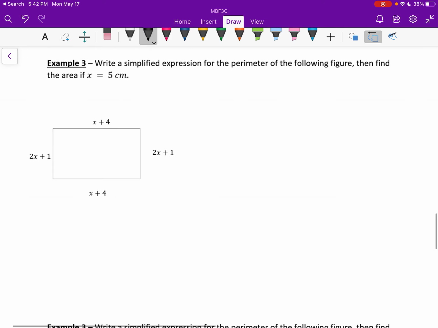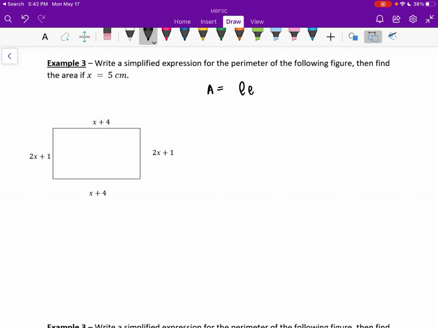So we're going to move on. It says to write a simplified expression for the perimeter of the following figures and then find the area if x is equal to 5. Right? So let's do this. So I have an area, right? Let's remember what our formula for area is.